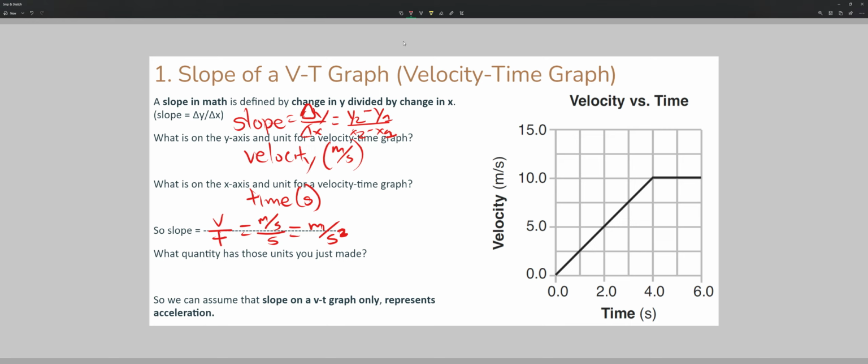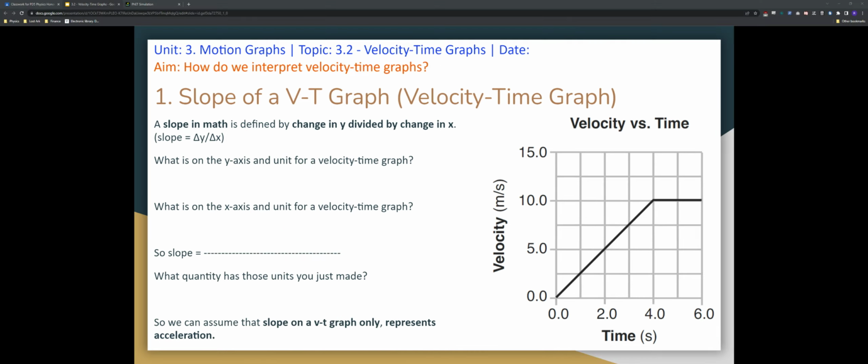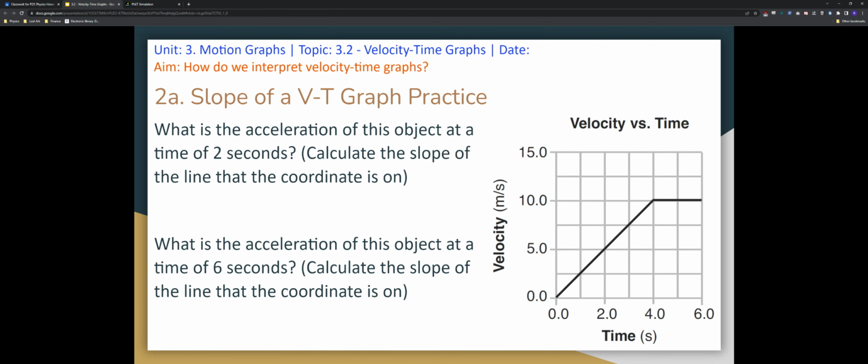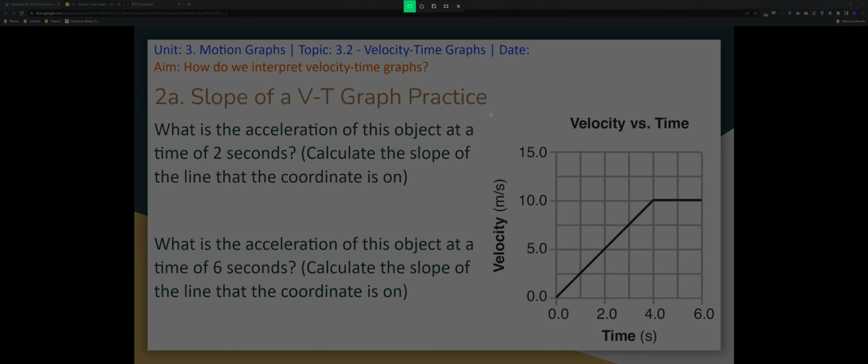So what quantity has those units you just made? Well, you have to realize that the units here, meters per second squared, is acceleration. So we can basically say that the slope on a VT graph gives us acceleration. Let's do some practice on that.